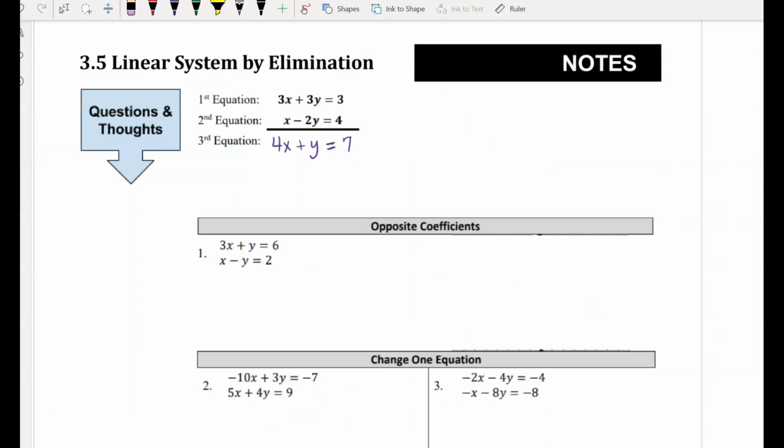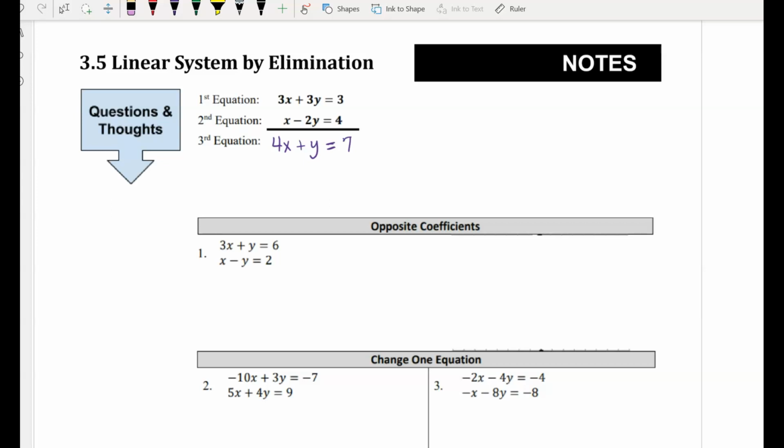Now, finding the equation 4x plus y equals 7 didn't really get us any closer to the solution to the system made up of our first two equations. We could have gotten that solution by just typing those in and finding the intersection. So why are we interested in adding the two equations together? Let's look at example 1.